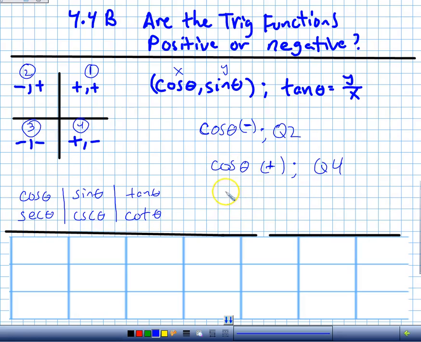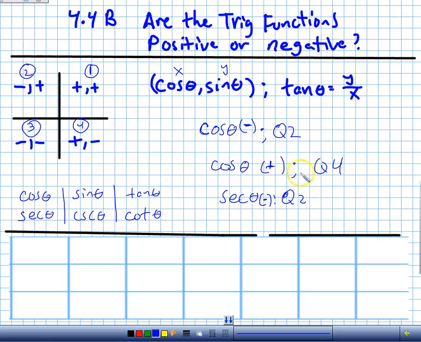What about secant? Secant in quadrant 2. Well, secant is just the reciprocal of cosine. They have the same sign. So in quadrant 2, we said cosine was negative, so secant is also going to be negative. The reciprocals carry the same sign. So tangent and cotangent will always have the same sign, sine and cosecant will always have the same sign, and cosine and secant will always have the same sign.